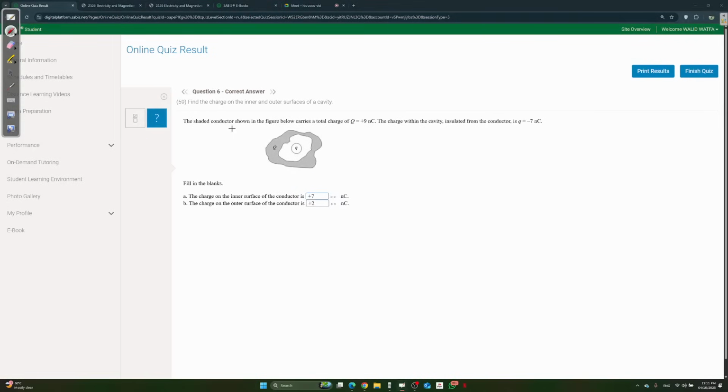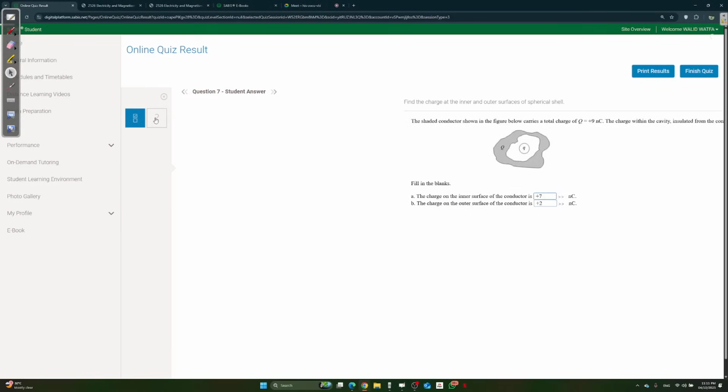This is very easy. Follow this rule. It's a grid question, so you need to note. The shaded conductor has a total charge of +9, so the total is +9. The charge within the cavity is -7. Always remember this rule: if it's -7 inside, the inner surface needs to make it zero, so the inner surface is +7. On the outer surface, the total is +9, so to get from +7 to +9 you have to add +2. You need to follow this exact method of solving.